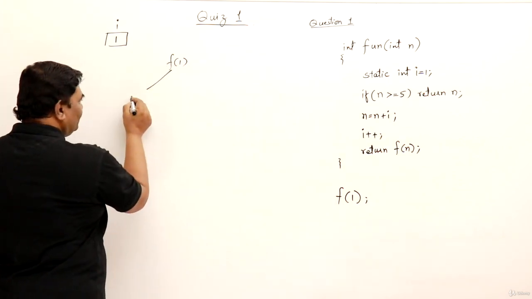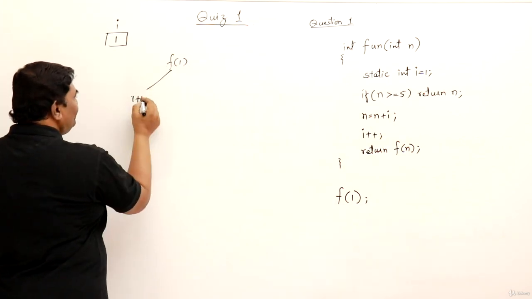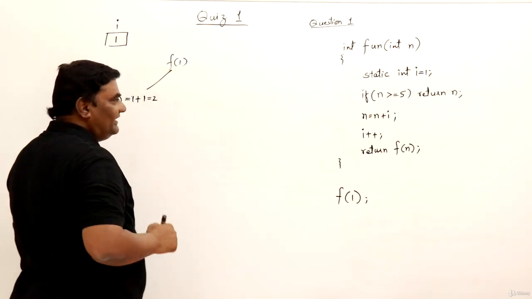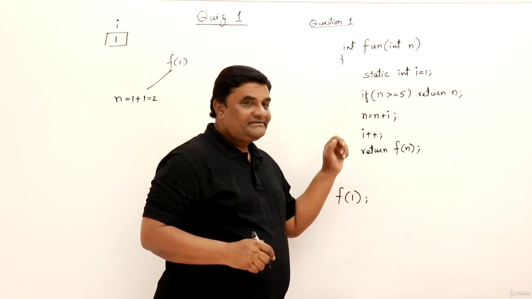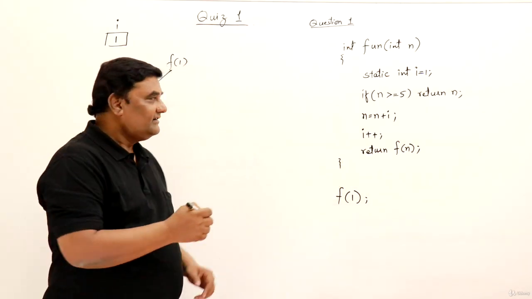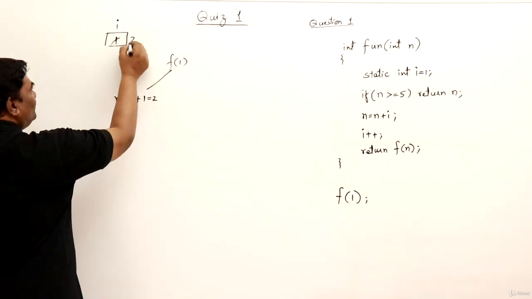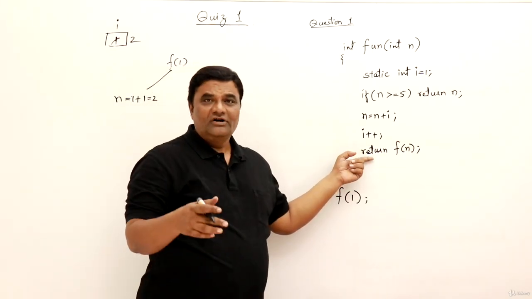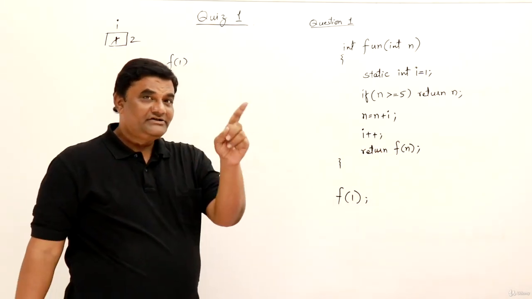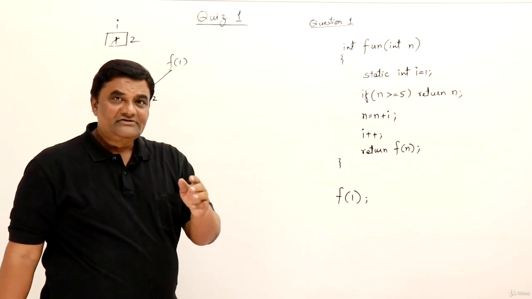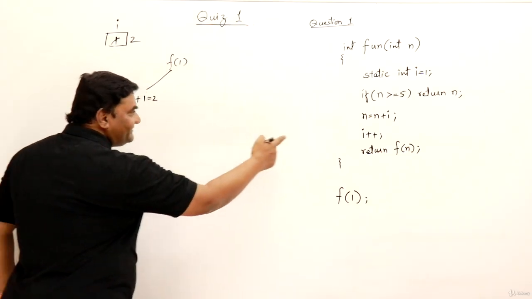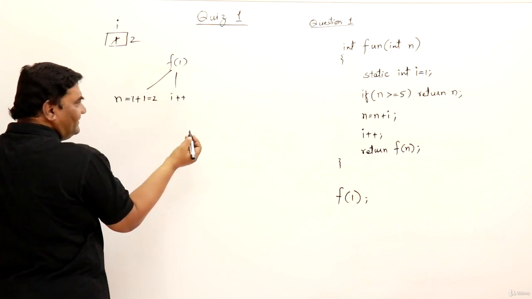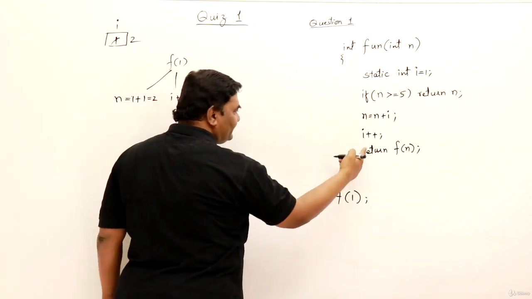N is 1, so 1 plus I. I is 1. So n becomes 2. N is 2 right now. Then I plus plus. Where is I? It is static, so here it should become 2. I am writing it here. So I became 2. Then return f of n. Again the function is called for the value of n. So this is a recursive call. The I plus plus is there, though I have not shown it here. If you want, you can show it. I am showing all the steps now.